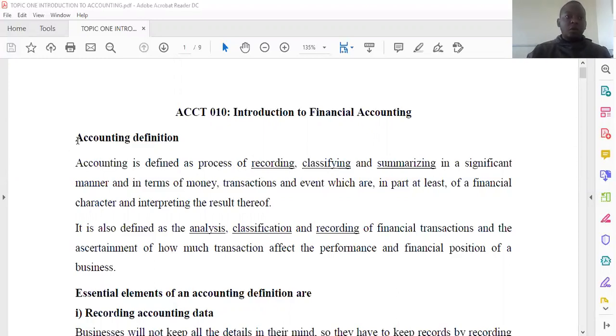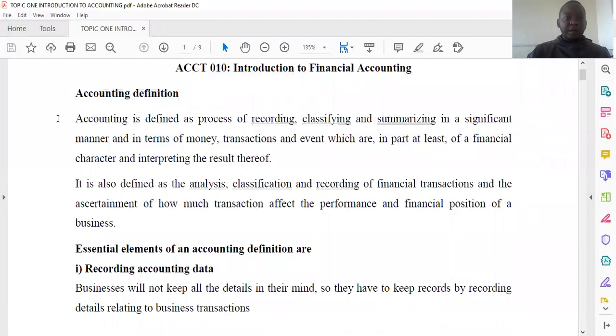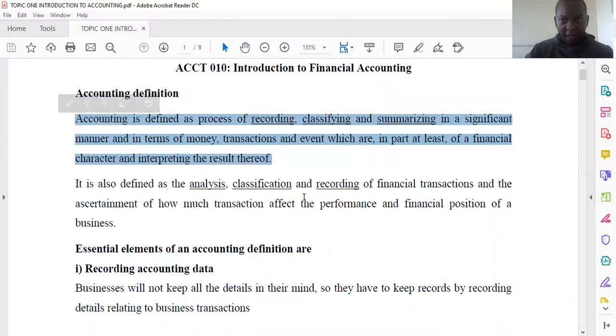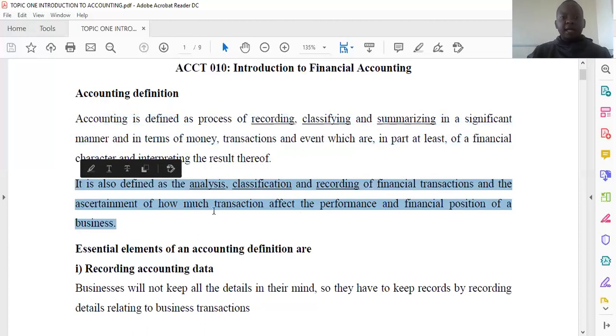So to begin, we look at the accounting definition, and as you can see there, we have two definitions of accounting. One, accounting is defined as a process of recording, classifying, and summarizing in a significant manner, and in terms of money, transactions and events which are in part at least of a financial character, and interpreting the result thereof. The second definition is the analysis, classification, and recording of financial transactions and the ascertainment of how such transactions affect the financial performance and position of a business.